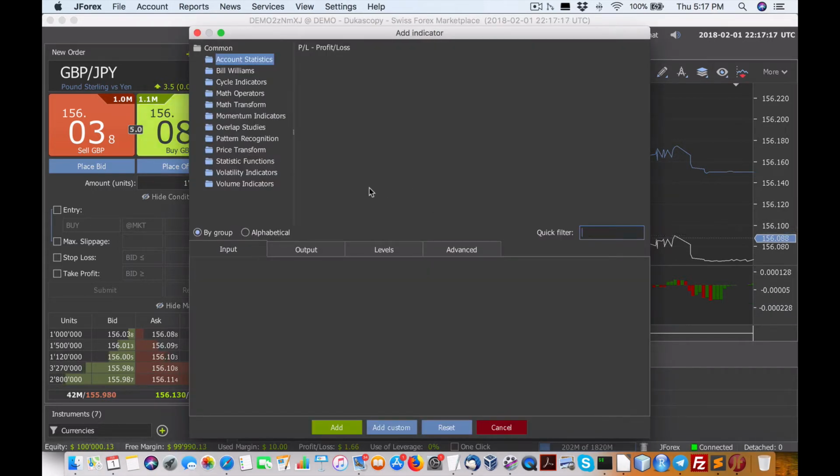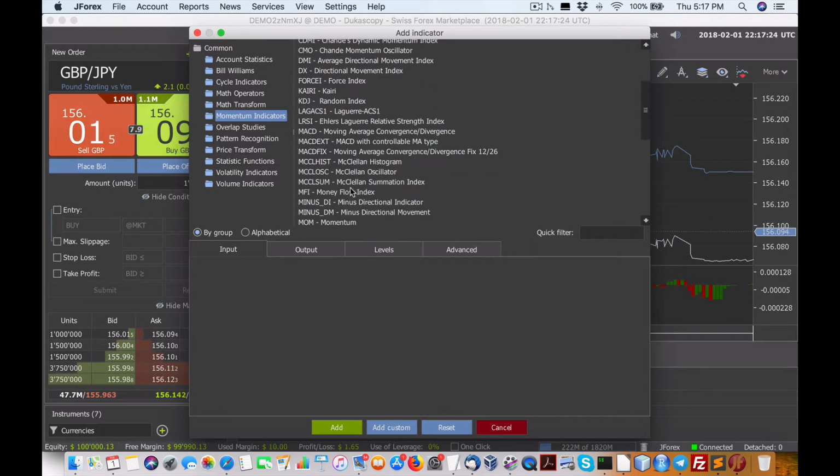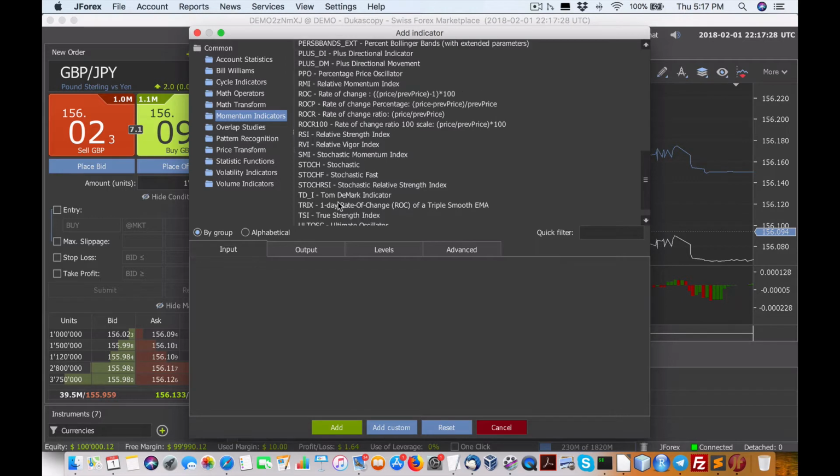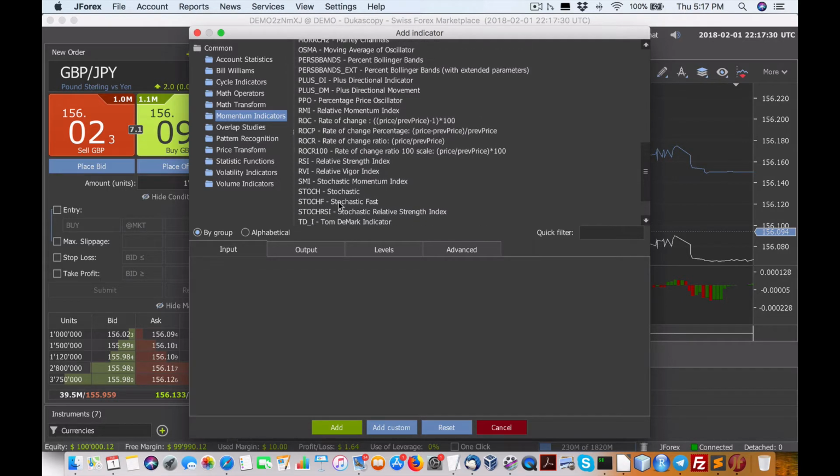So again, this is JForex. I'm not sure if your platform has the ability to show you these or this kind of classification. Here you see we have a variety of indicators at our disposal to understand the rate of change.